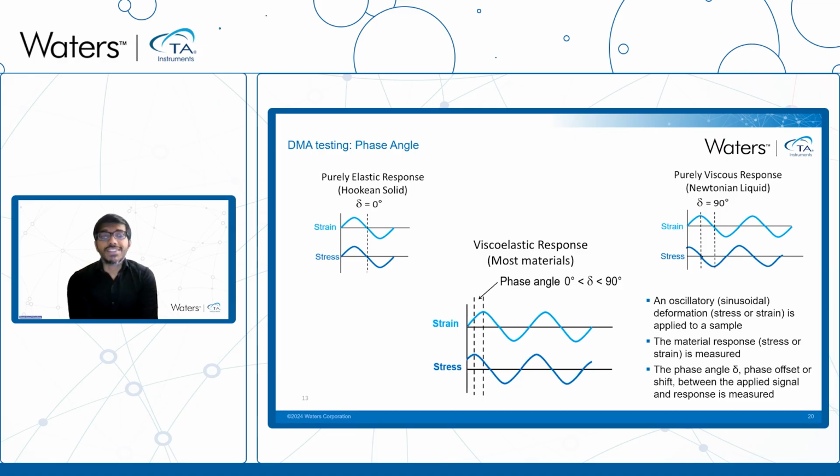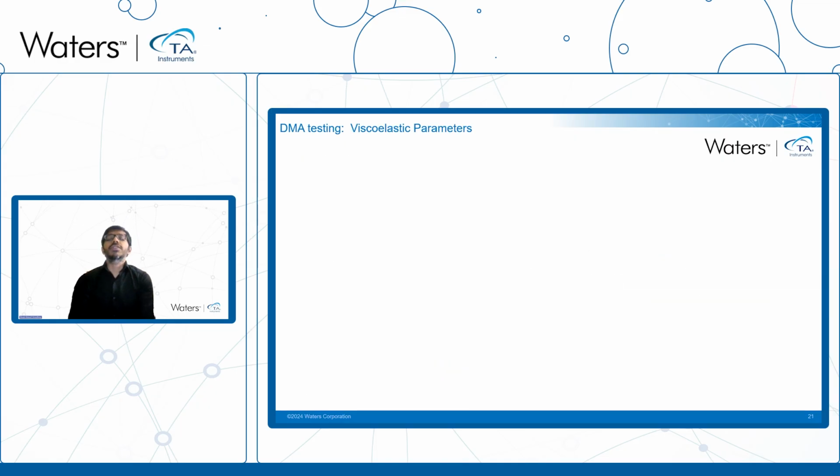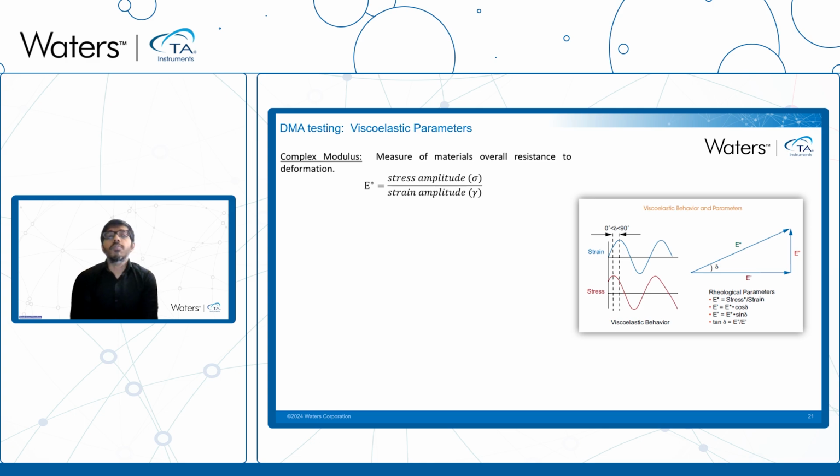Once this phase angle is determined, it is utilized to define the major viscoelastic parameters that I will introduce now. The first parameter I will talk about is the complex modulus, which is mainly the ratio of the stress amplitude and the strain amplitude applied or experienced by the material.